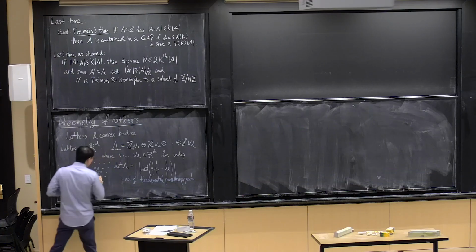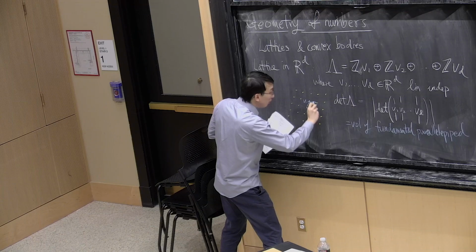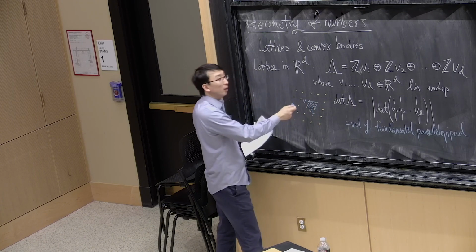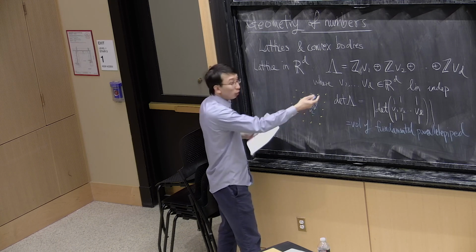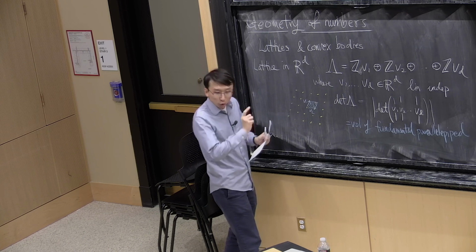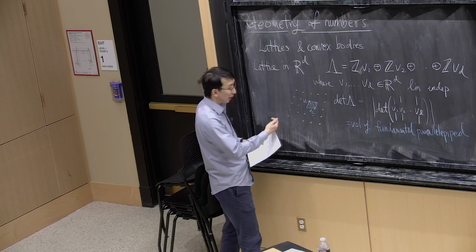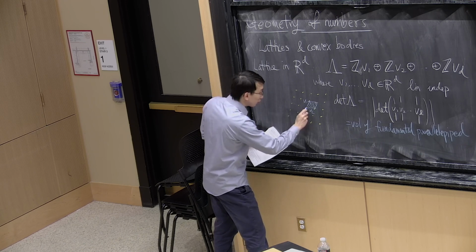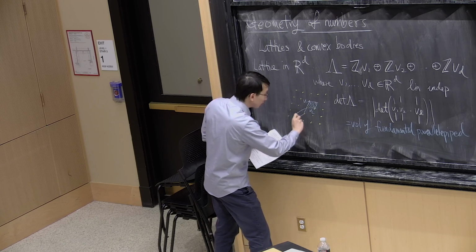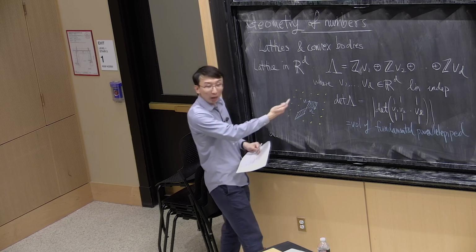Which is a parallelepiped, or in the two-dimensional case, a parallelogram, which is spanned by V1 and V2. Although you have more choices, right? So you could have chosen a different set of generating vectors. For example, you could have chosen these two vectors, and they also generate the same lattice. And that's also a fundamental parallelepiped, and they will have the same volume.